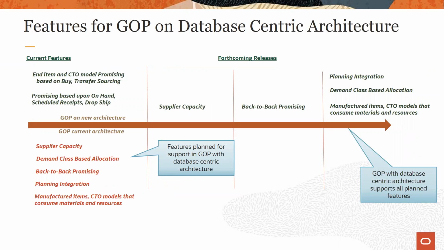While database-centric architecture can be implemented immediately for businesses that rely on end item promising and CTO model promising based on buy and transfer sourcing or internal material transfer business flows, as well as promising based on supplies like on-hand and scheduled receipts, as well as dropship-based business flows. Forthcoming releases will introduce new capabilities in the area of supplier capacity and back-to-back promising.